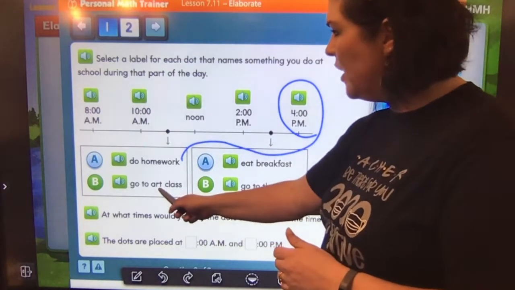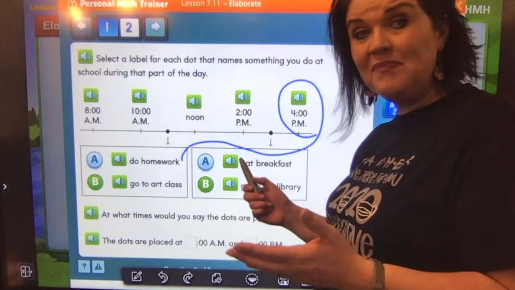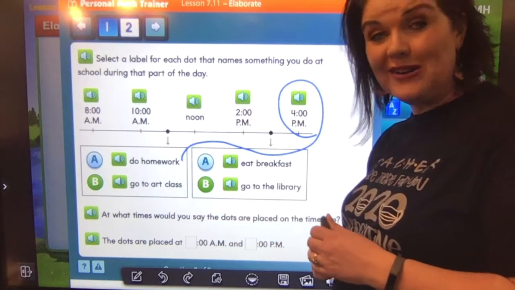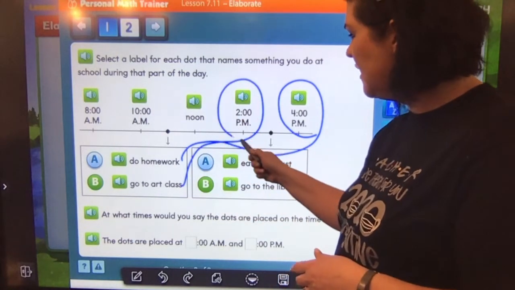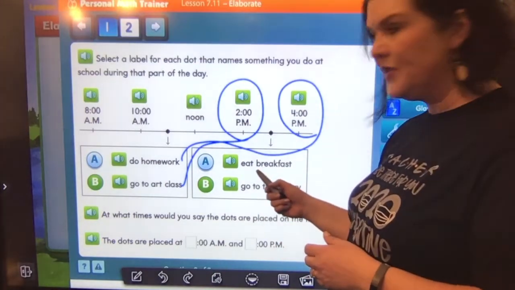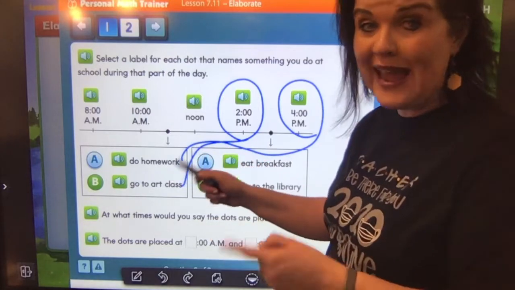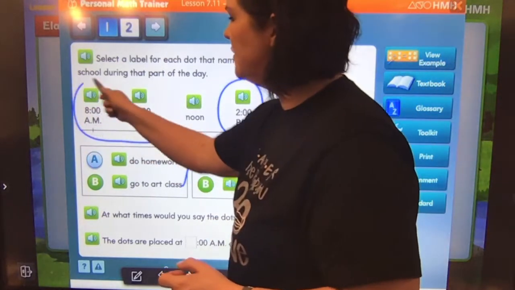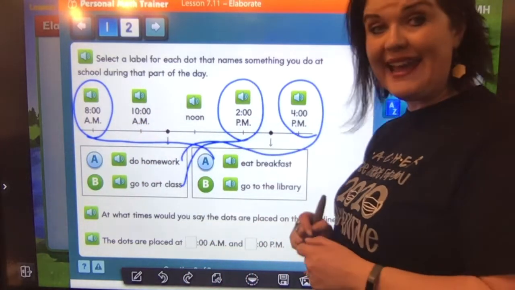How about this one? Go to art class. Well, you could go in the morning or you could go in the afternoon. We usually do art in the afternoon. So I am going to go to this 2 o'clock and I'm going to choose that one. How about eat breakfast? We know we eat breakfast in the morning, so we have to go to AM. So we're going to take this eat breakfast and we're going to do it before we come to school. And we're going to eat breakfast at 8 o'clock AM.